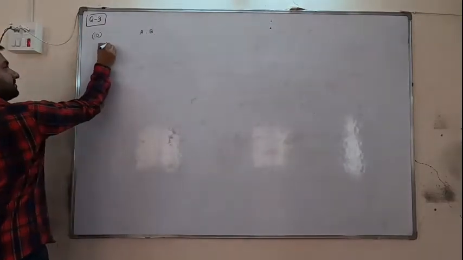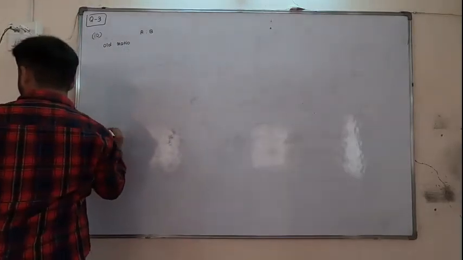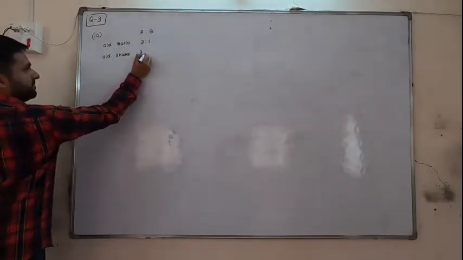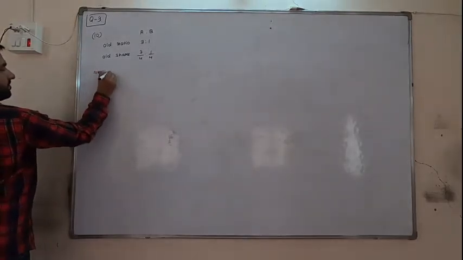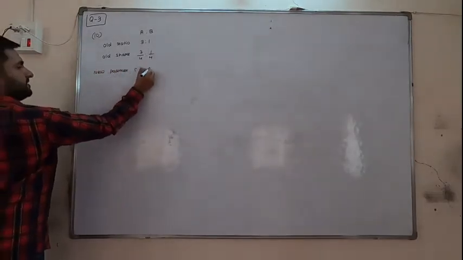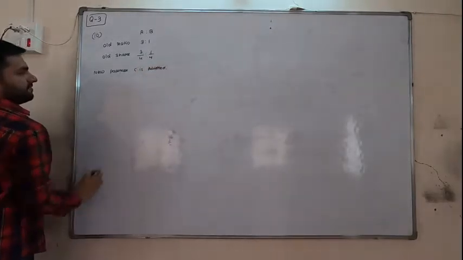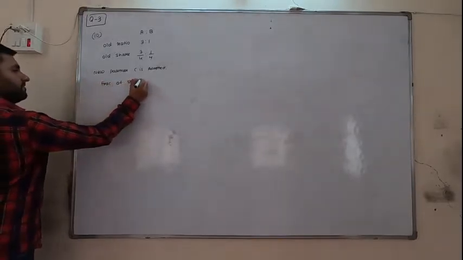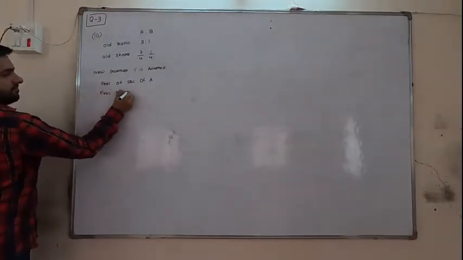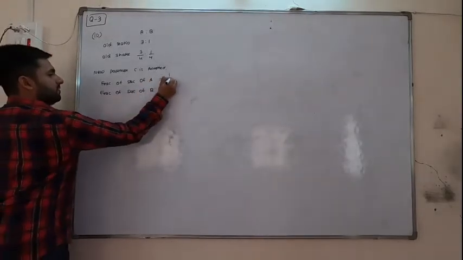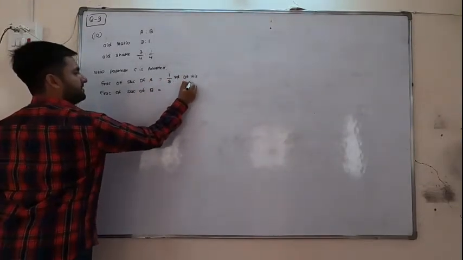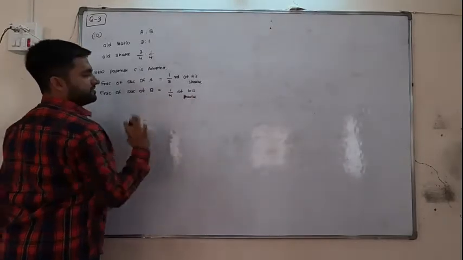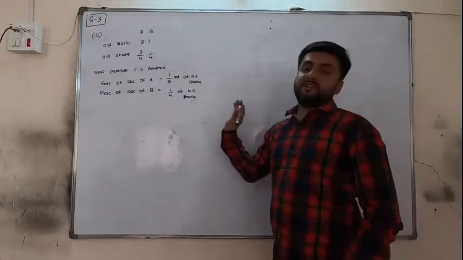A is to B. Old ratio 3:1. Old share 3/4, 1/4. New partner C is admitted, but the share is not given, so we are still writing it like this. Then the fraction of sacrifice of A and the fraction of sacrifice of B: 1/3 of his share, 1/4 of his share. See, the old share is the identification of the sum. So the old share and fractions of sacrifice are given.